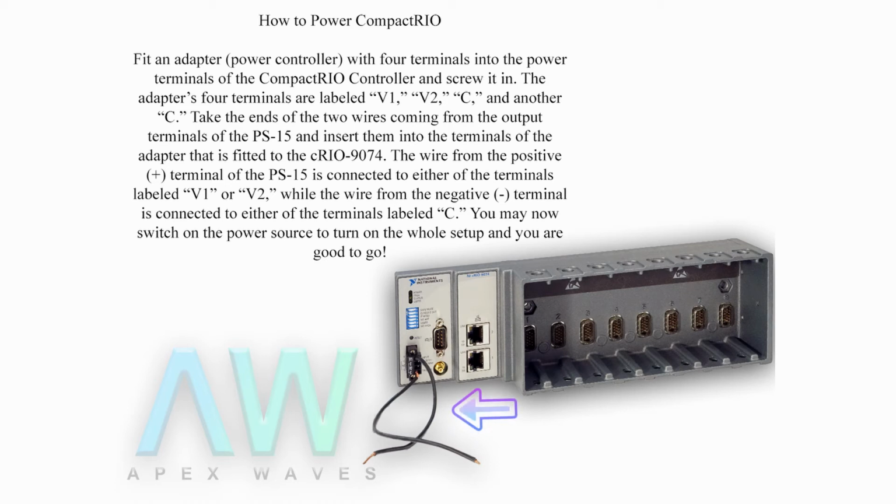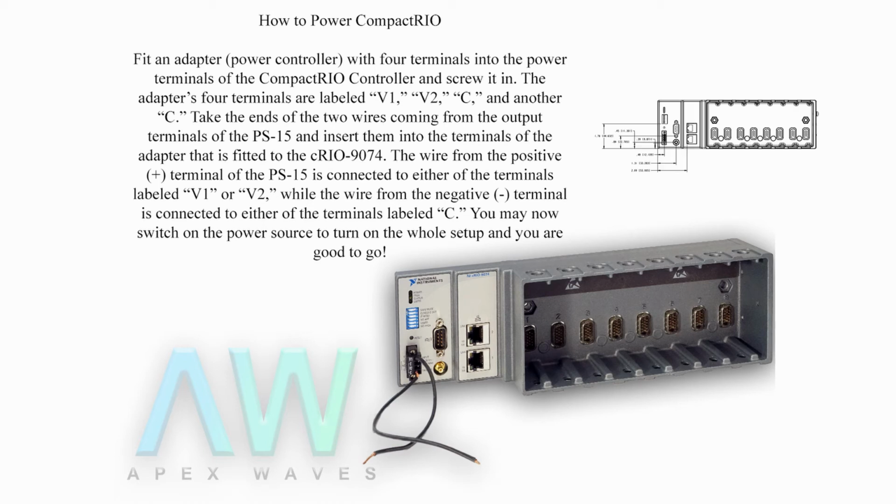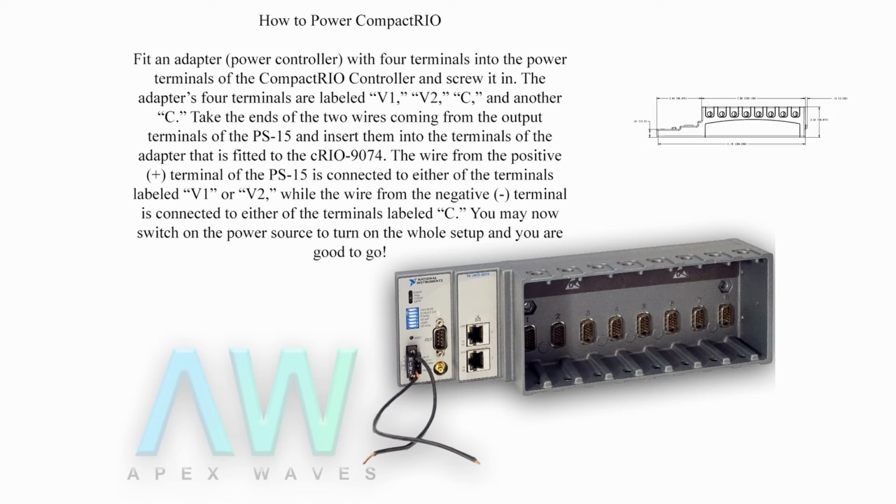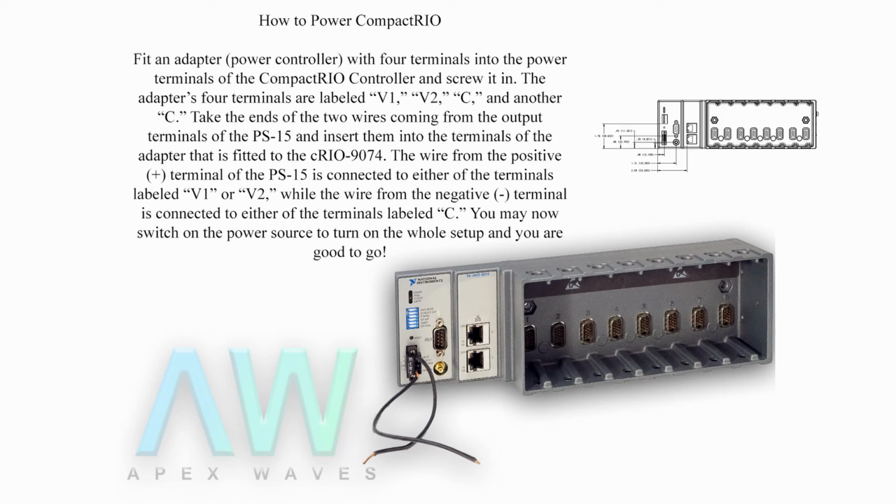How to power CompactRIO. Fit an adapter, power connector, with four terminals into the power terminals of the CompactRIO controller, and screw it in. The adapter's four terminals are labeled V1, V2, C, and another C. Take the ends of the two wires coming from the output terminals of the PS-15, and insert them into the terminals of the adapter that is fitted to the CRIO-9074. The wire from the positive plus terminal of the PS-15 is connected to either of the terminals labeled V1 or V2, while the wire from the negative terminal is connected to either of the terminals labeled C.